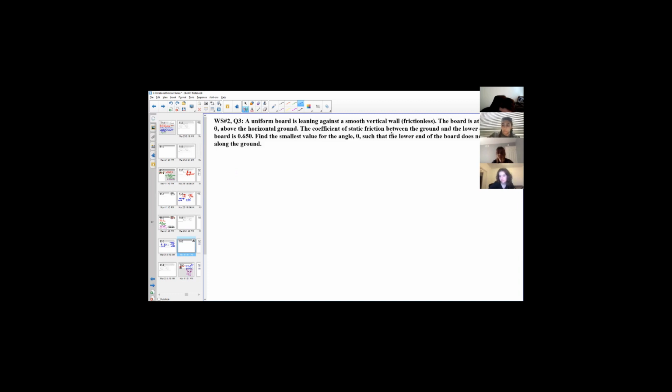It says a uniform board is leaning against a smooth vertical wall, which is frictionless. So the smooth there is telling us it's frictionless. The board is at an angle theta above the horizontal ground. The coefficient of static friction between the ground and the lower end of the board is 0.650. Find the smallest value for the angle such that the lower end of the board does not slide along the ground. So if you've ever leaned something against the wall where you had a slippery floor, like a cement floor, if you make it too angled, it's just going to slide out, right? You have to make it steep enough that it won't slide.